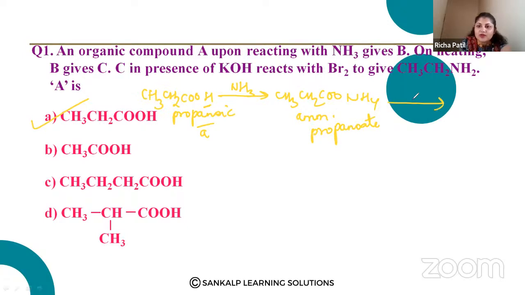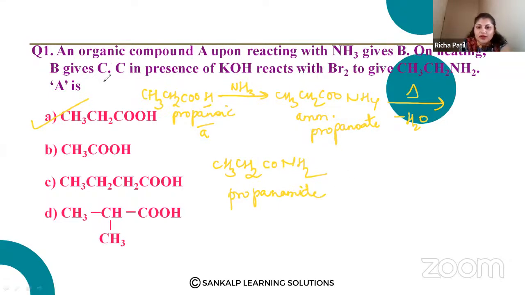This is further heated. After heating, a water molecule will be released, forming CH3CH2CONH2. So this is propanamide, which is compound C.